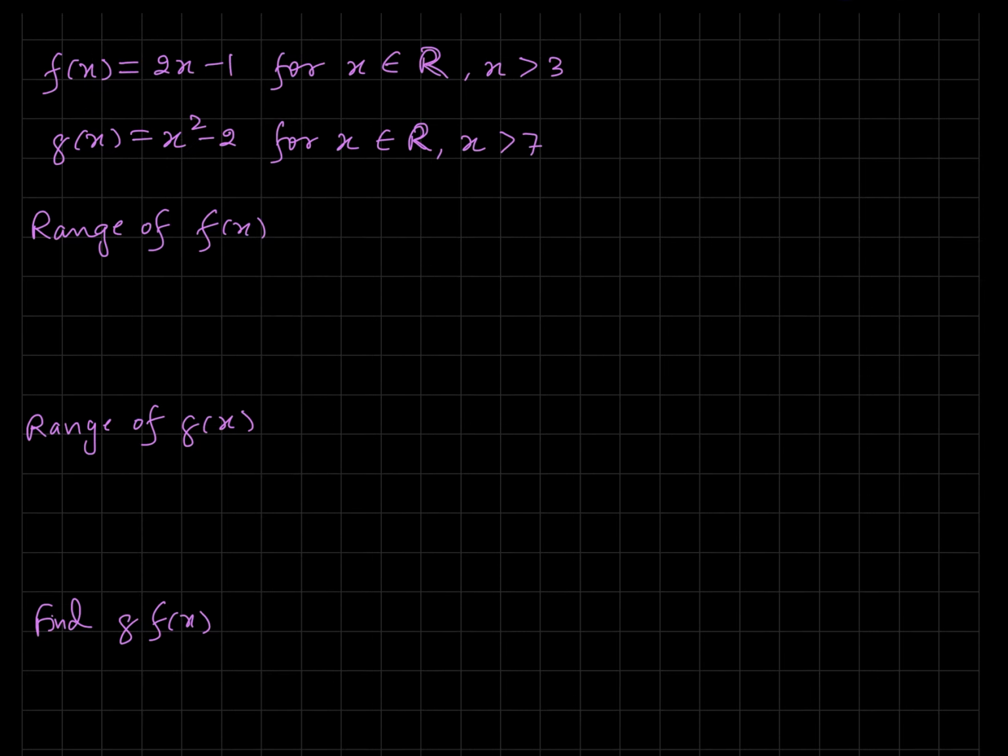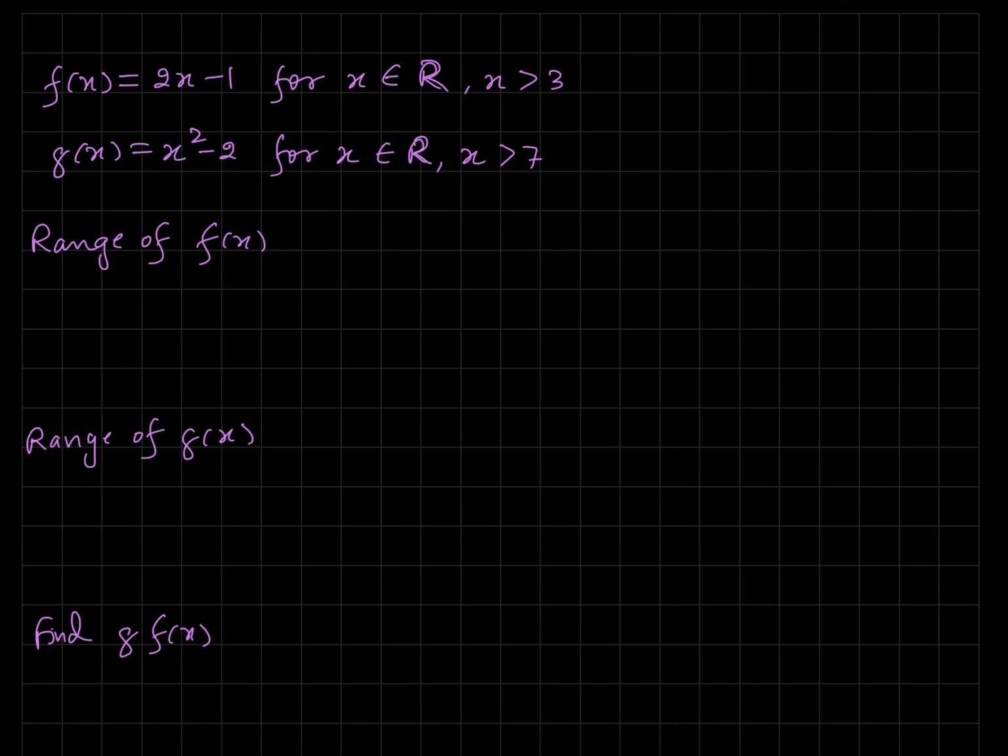Okay, next question is what? Again, f is a linear function, f(x) is equal to 2x minus 1 for x belonging to real numbers and x is greater than 3. And here g(x) is x squared minus 2 for x belonging to real numbers where x is greater than 7. Again, we have to find the range of f(x).